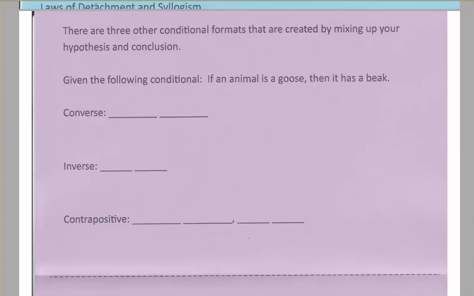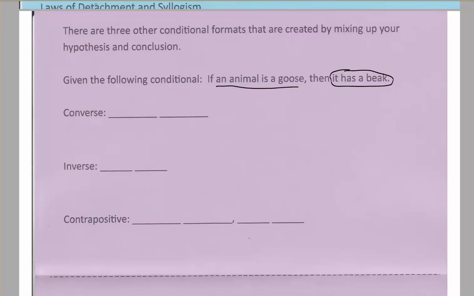Okay, the next flap is talking about converse, inverse, and contrapositive. And we use conditional statements to do that. So, it gives us the following conditional. If an animal is a goose, then it has a beak. So remember, this is the hypothesis, and then this is the conclusion.